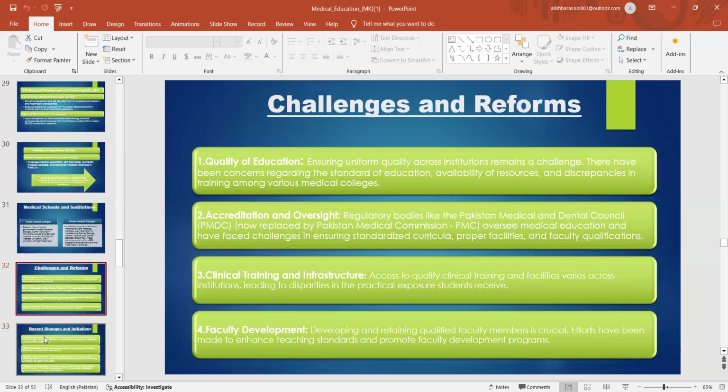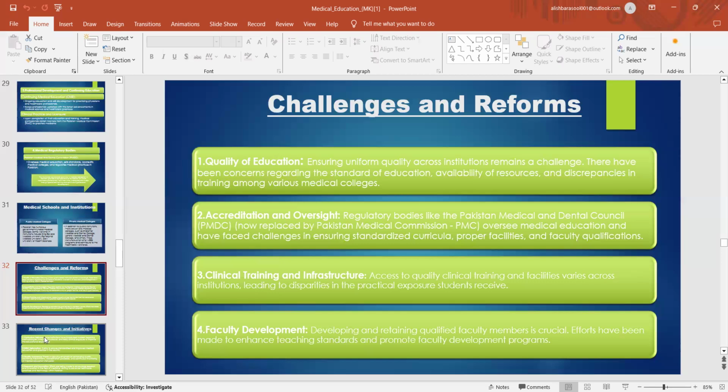Challenges and reforms. Quality of education. Ensuring uniform quality across the institutions remains a challenge. There have been concerns regarding the standard of education, availability of resources, and discrepancies in training among various medical colleges. Accreditation and oversight. Regulatory bodies like the Pakistan Medical and Dental Council, now replaced by the Pakistan Medical Commission, oversee medical education and have faced challenges ensuring standardized curricula, proper facilities, and faculty qualifications.